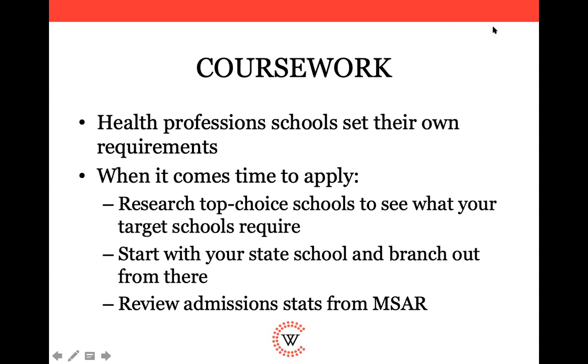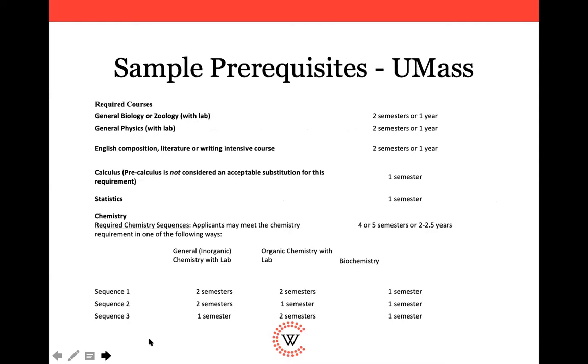So health professions schools set their own requirements. When it comes time to apply, you want to research your top choice schools to see what your target schools require. We would like you to start with your state school and branch out from there. And then you can review admission statistics from MSAR, which is a product of AAMC, which will give you detailed information on schools, requirements, GPA, things like that. But that's something you will look into as you get closer to when you want to apply.